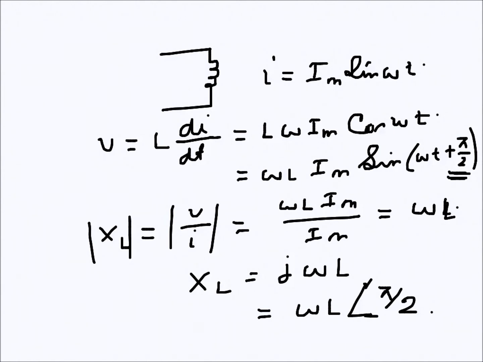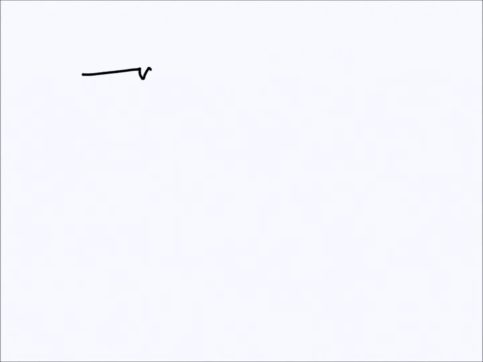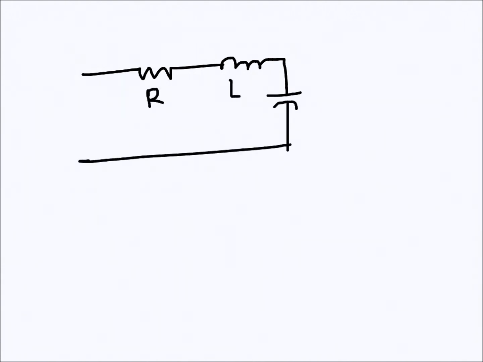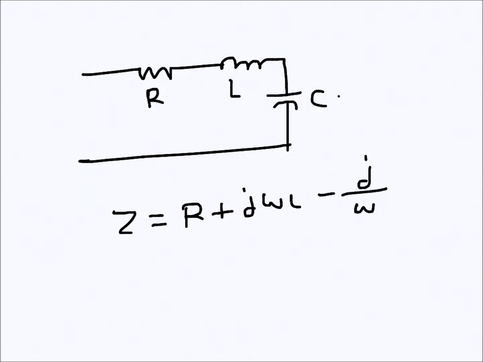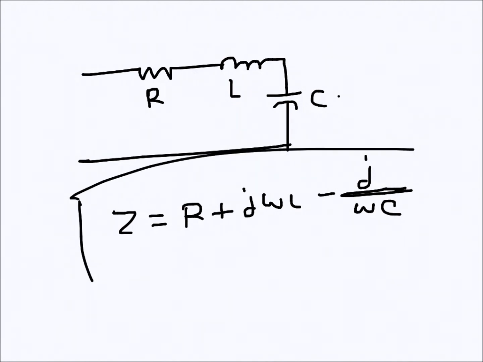So yeah, if I have an RLC circuit like that, where this is R, this is L, this is C, the total impedance is given by R + jωL − j/(ωC). So this is how the impedance will show.